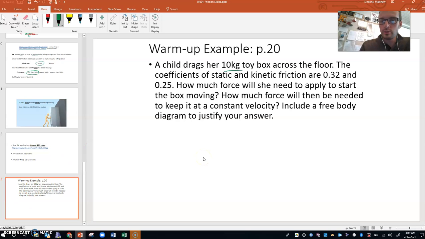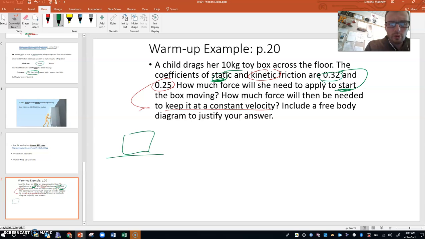A child drags her toy across the floor. The coefficients of static, I'm going to use one color for static, and kinetic friction are these. It says how much force will she need to apply to start the box moving? Static, start. So those numbers are going to go with that. And how much force will then be needed to keep it moving at a constant velocity? That's going to be that. I'm probably only going to have time for one of these, so let's do the first one.